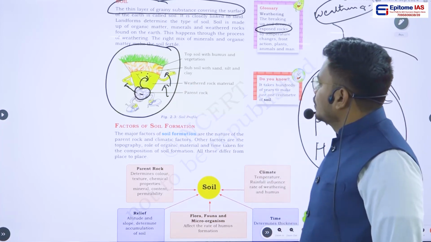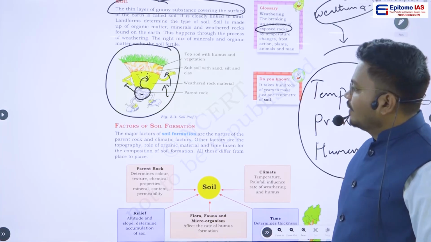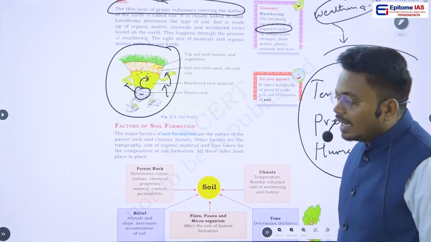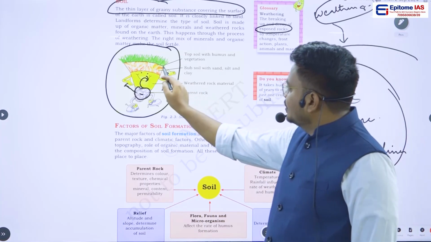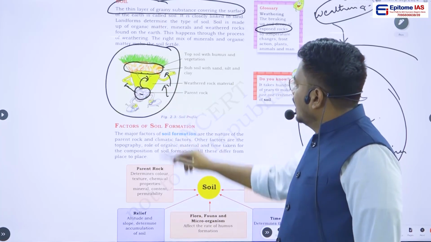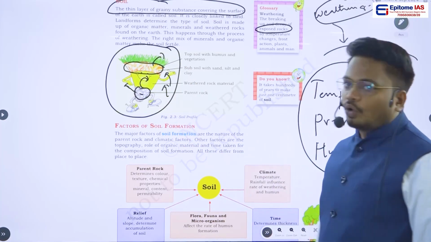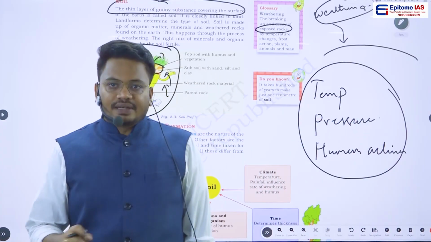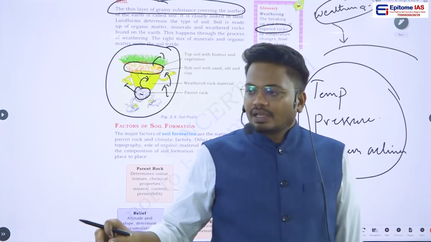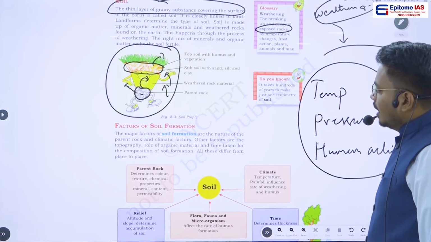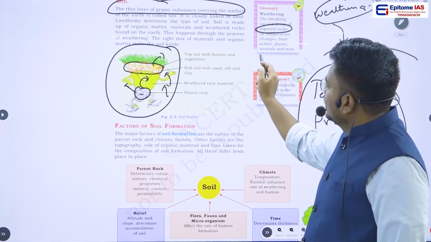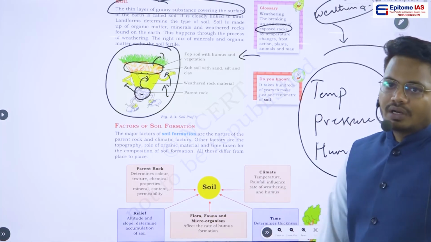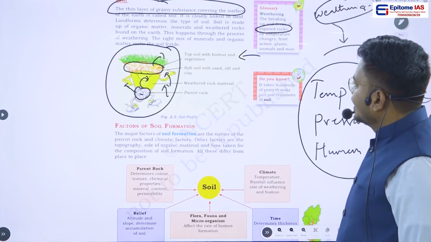Okay, so above the parent rock we can see the layer of weathered rock, and above that layer we can see the subsoil with sand, silt and clay. Here you will see the mixture of sand, silt and clay, and above that we will see the topsoil, the soil which has humus content. The humus content will be very high in that particular soil, and it will be beneficial for agriculture.